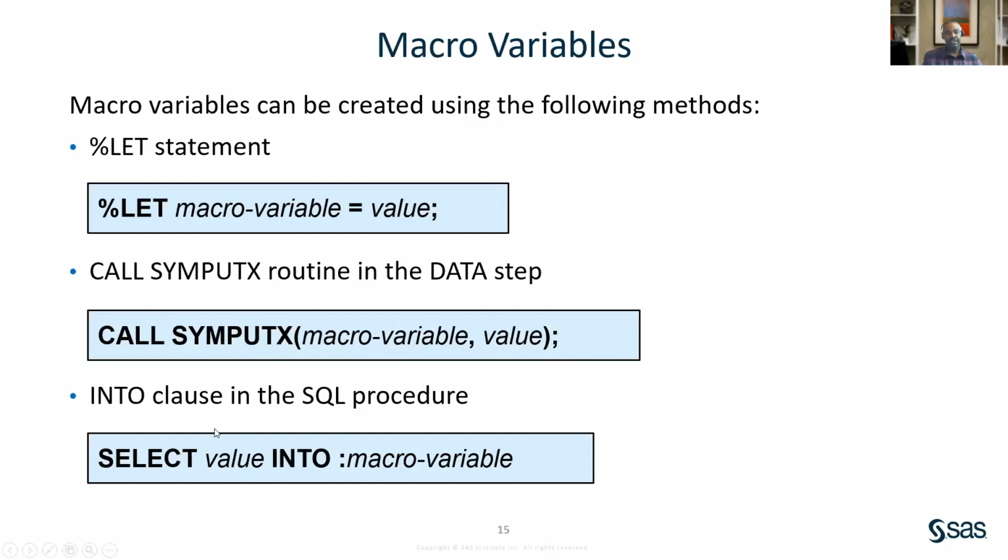The third technique is the INTO clause with SQL. And once again, you could do a calculation with PROC SQL. You might be doing some mean statistic or min max, or perhaps you are changing the case of some text. Perhaps you're concatenating some values and you want to put it into a macro variable. Notice there's a colon before the name. You have to put the colon.